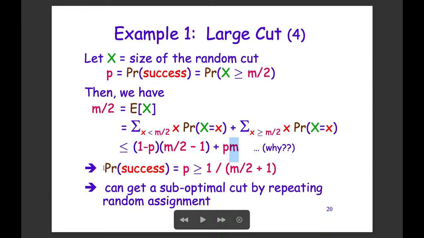After rearranging the terms, p is the probability of success, right? By rearranging, we can move p to one side and the other terms to the other. So we have p greater than or equal to 1 over m over 2 plus 1. So even though we are doing a random assignment, there is still roughly a 1 over m chance that we get an assignment that is good enough. By repeating this random assignment again and again, we will have more and more chance of getting a cut that is what we need. So by running this algorithm roughly m log n times, it will be nice.